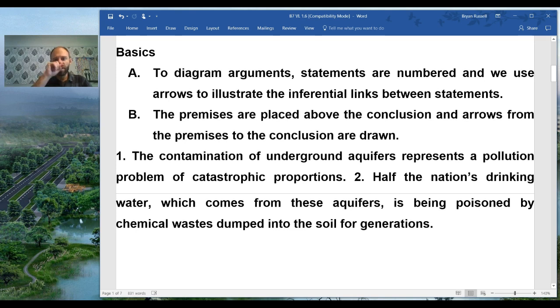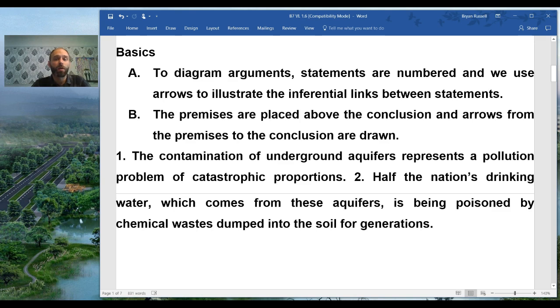So to diagram arguments, we number the statements, or when we're doing exercises in the text, the statements are actually numbered for us. And we use arrows to illustrate the inferential link between statements. The premises, or the numbers representing the premises, are placed in circles above the number representing the conclusion, and arrows from the premises are drawn to the conclusion, showing that supporting relationship. So let's take a look at an example.